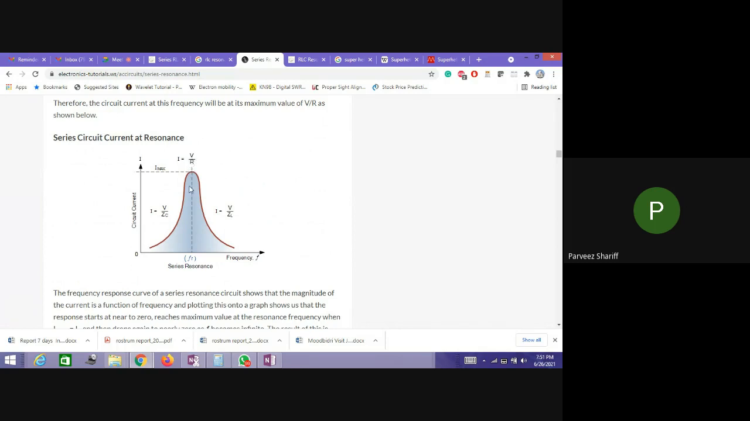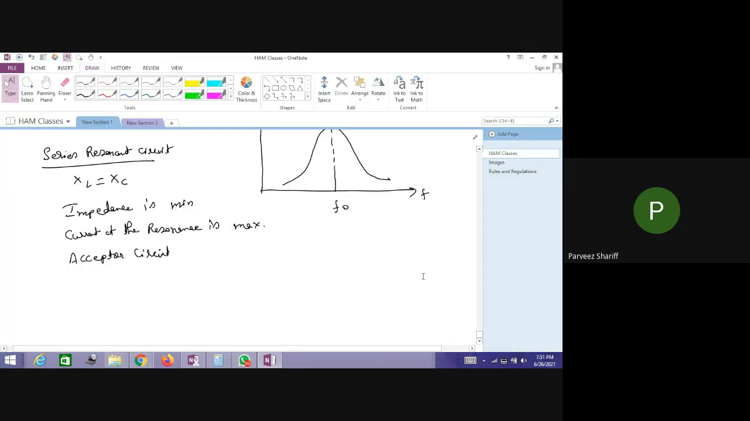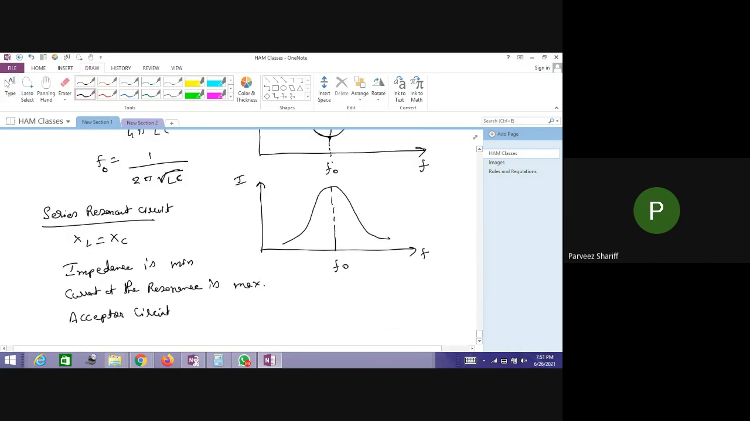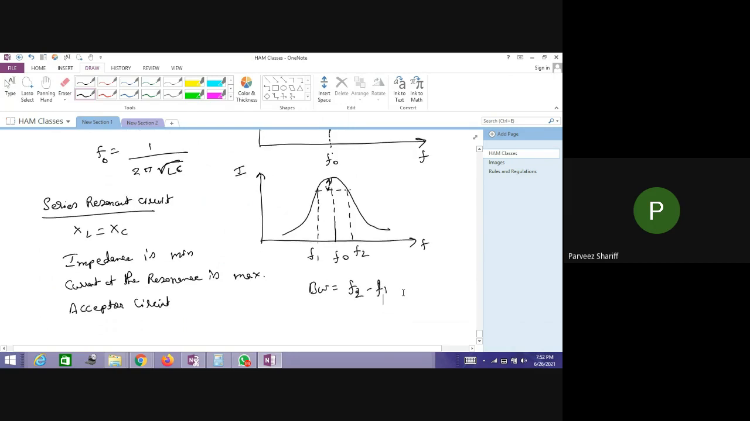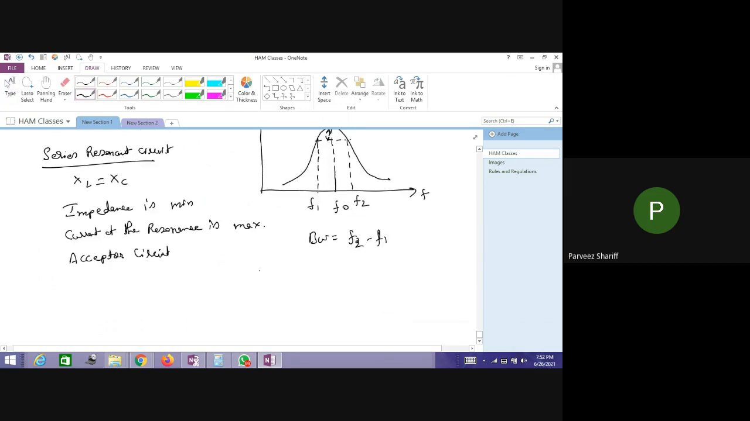If the resistance value is smaller, this peak will be very sharp. So this is also very important, which plays a very important role in bandwidth. Bandwidth we normally take at minus 3 dB. So if this is minus 3 dB, then this is our bandwidth. If I call these F1 and F2, then bandwidth is defined as F2 minus F1. And this depends on the value of R.